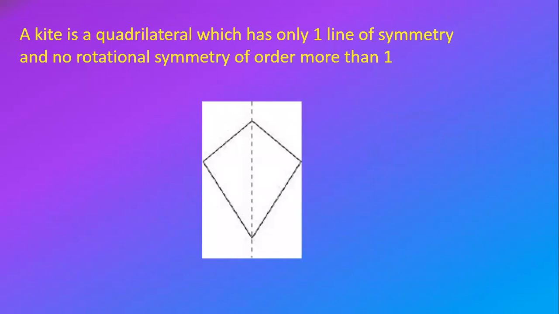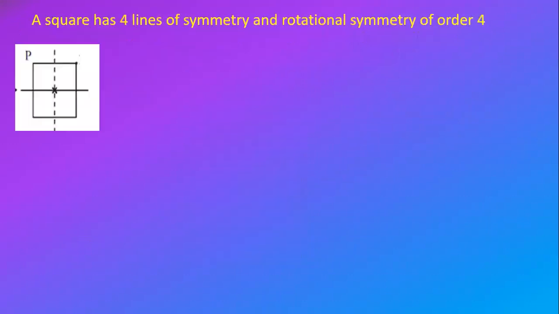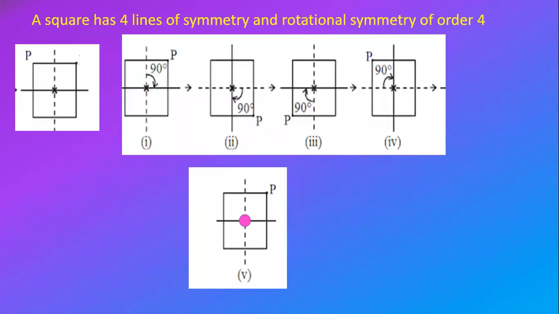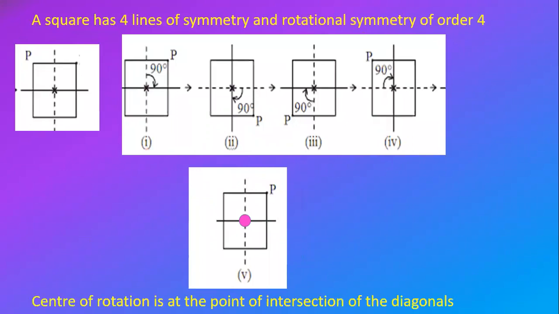A kite is a quadrilateral which has only one line of symmetry and no rotational symmetry of order more than 1. Let us consider a square. We know that a square has 4 lines of symmetry and rotational symmetry of order 4. The center of rotation is at the point of intersection of the diagonals.